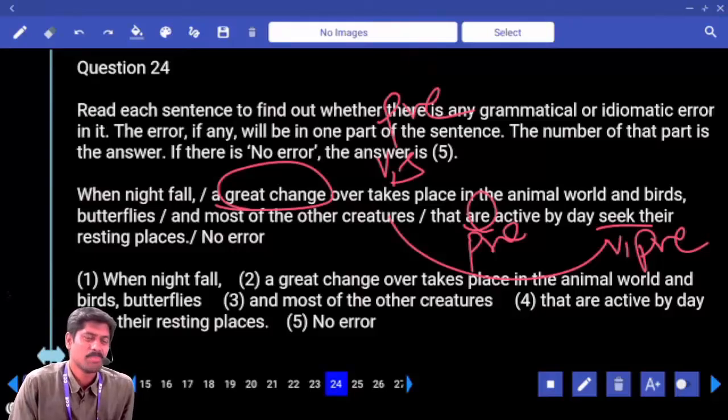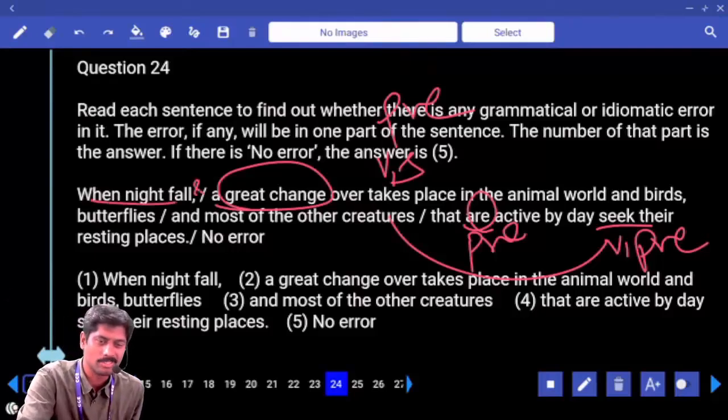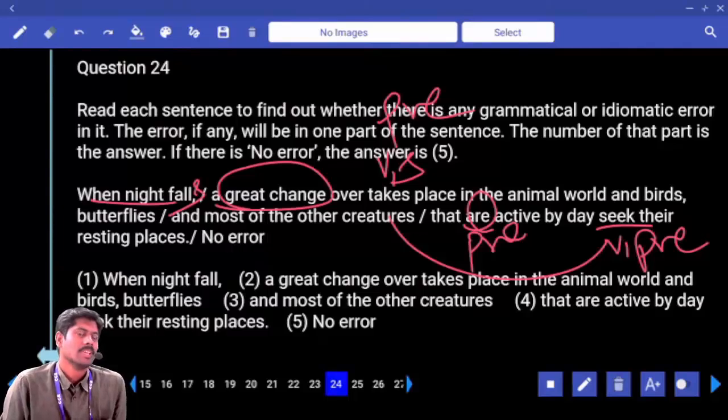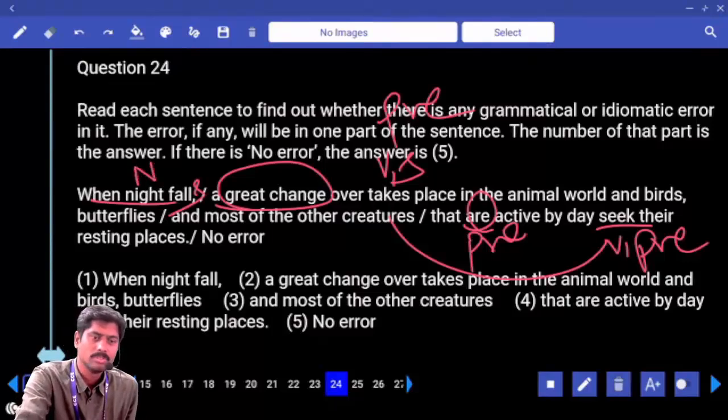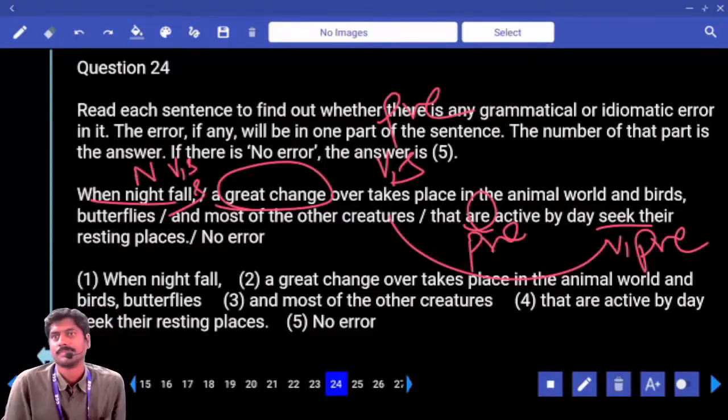Error is in the first part. When the night falls. It's not waterfalls falls, remember here. Night is a noun. When night falls means night comes down, like that.